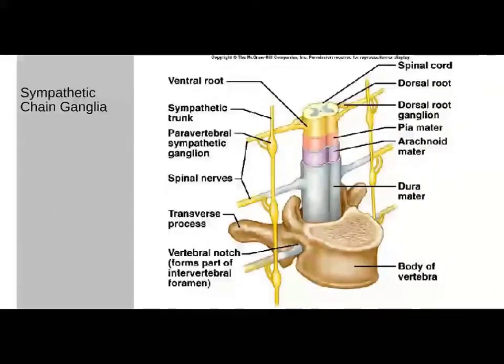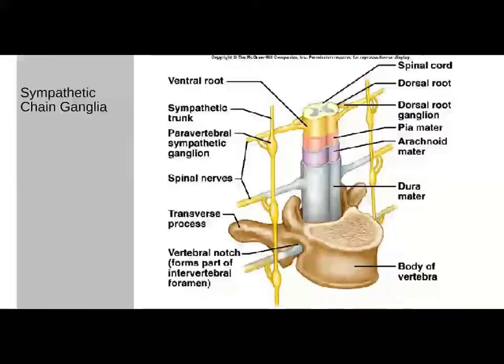Here's a portion of our spinal cord, and it shows one of the vertebrae. So here's our vertebrae right here, spinal cord inside of it. And we can see running along the side of that vertebral column this other chain right here. And this lump, that's called the sympathetic chain ganglion. So this is where the ganglia for the sympathetic nervous system are found.